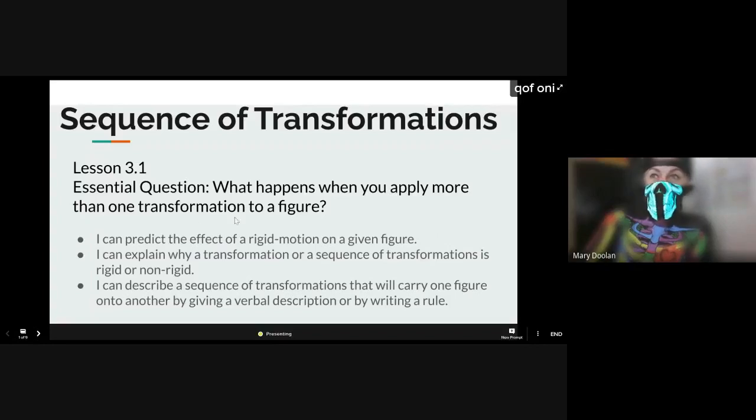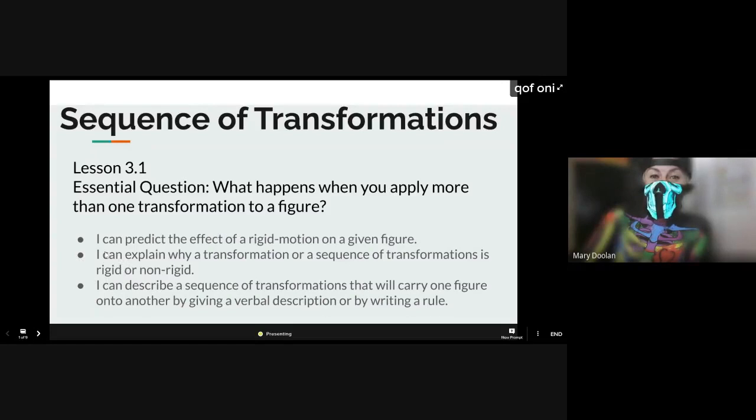When you apply more than one transformation to a figure. You have 3 I can statements. I can predict the effect of a rigid motion on a given figure. I can explain why a transformation or a sequence of transformations is rigid or non-rigid.